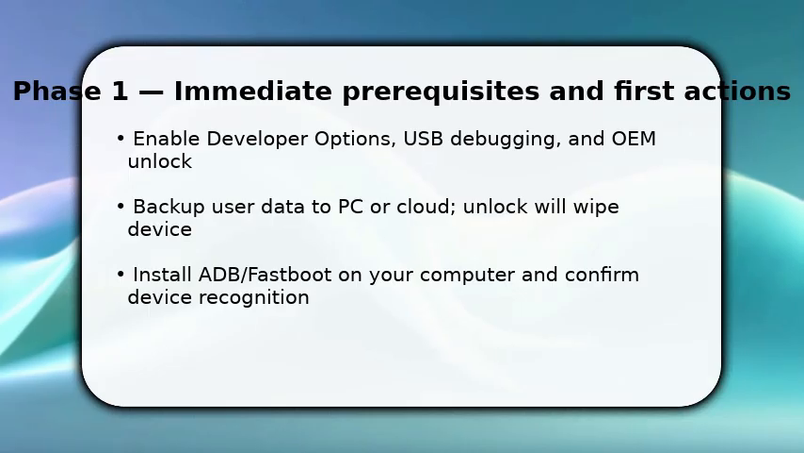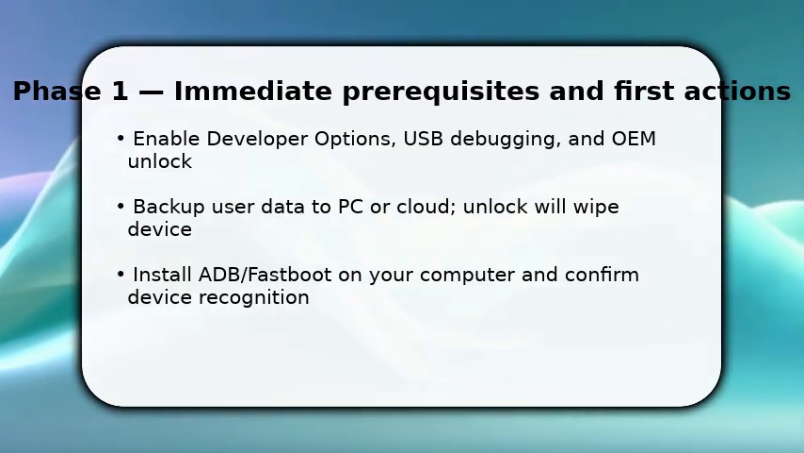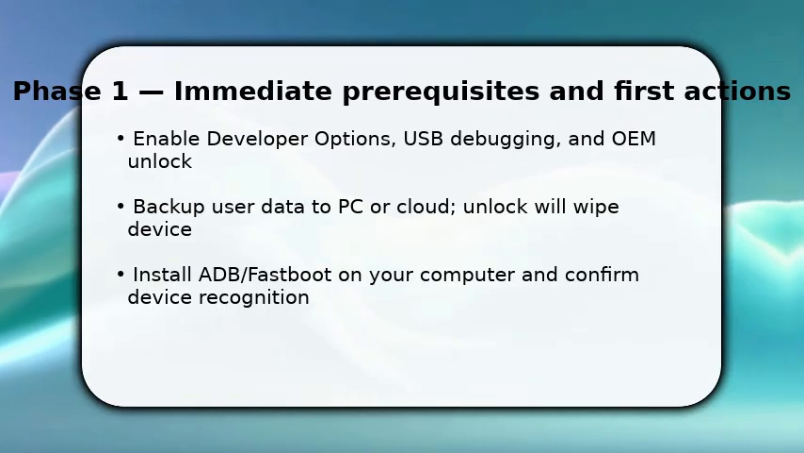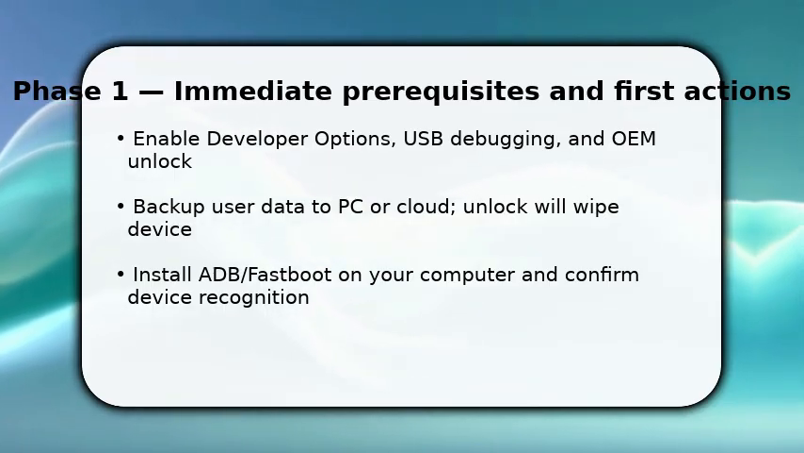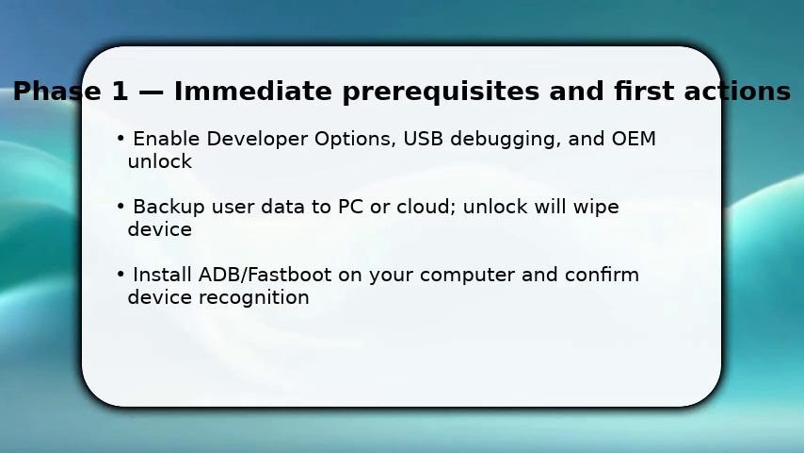You start by preparing the device. Enable developer options, turn on USB debugging, and allow OEM unlock. This lets you flash custom software. Once done, back up everything because unlocking the bootloader erases user data. Make sure important files are safe.